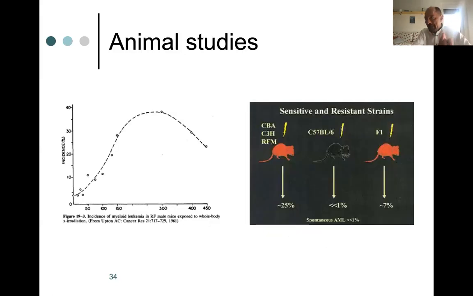Now, if you go to animals, of course, in that case, you cannot correct for survival. So if you look at the incidence of leukemia here, it goes up, then reaches a maximum, and then goes down. But you have to be very careful with the animals, because the problem with animal studies is that, in principle, you can get any kind of result depending on the susceptibility of the system that you are using. This is an example.